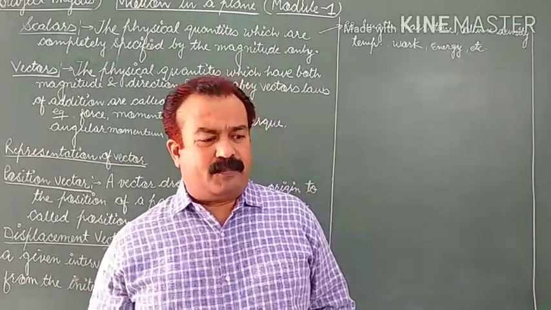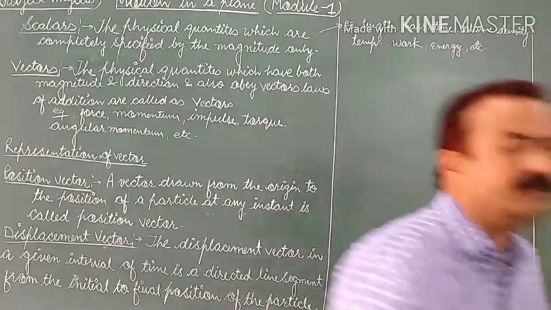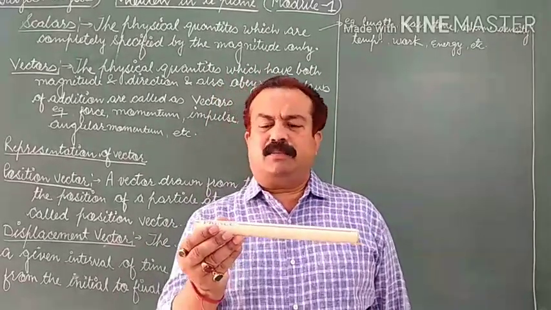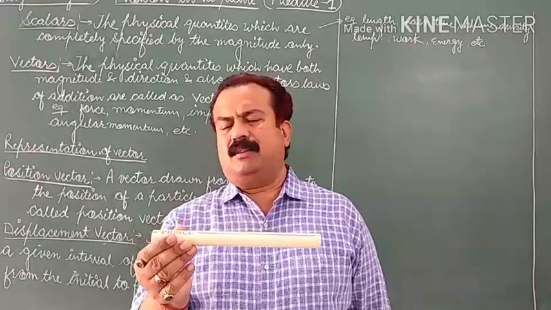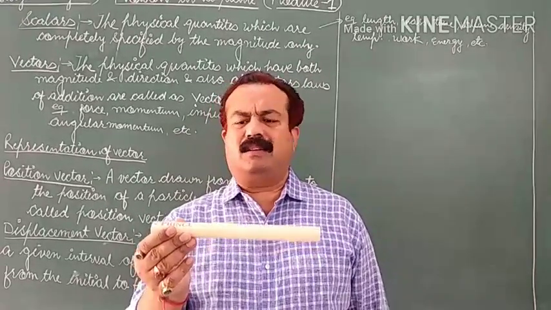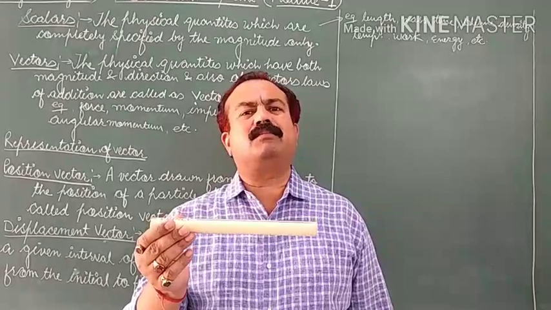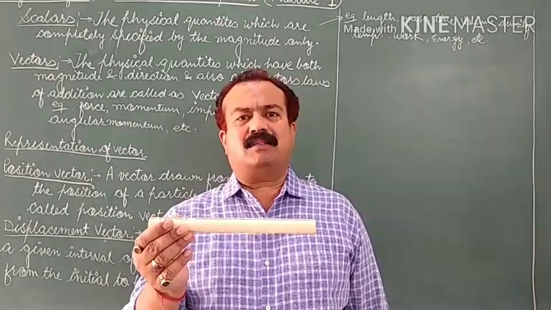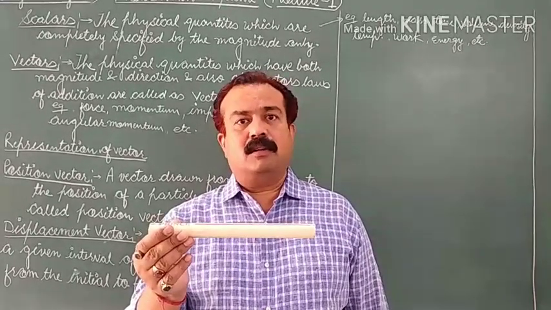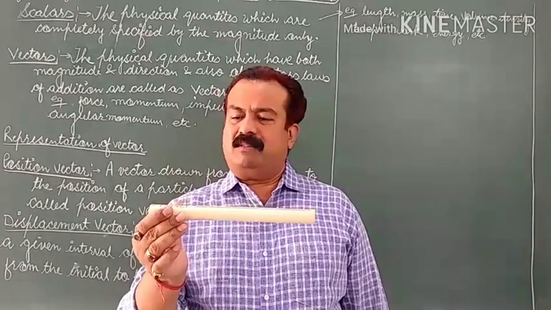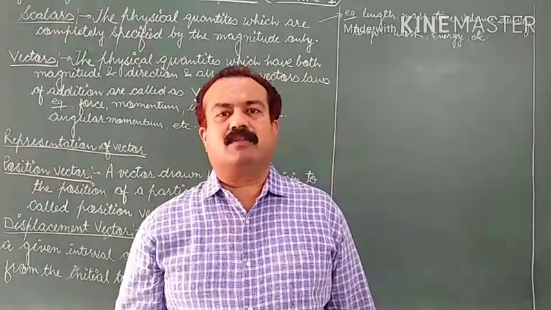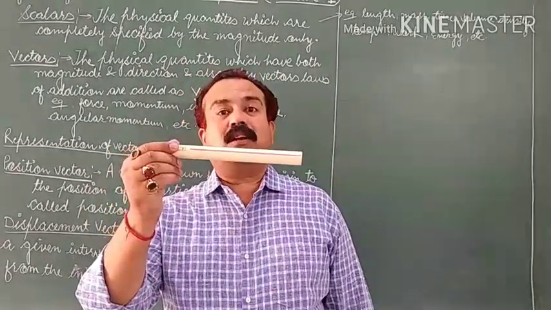Like if I am having this pipe and I am saying the mass of the pipe is, let's say, 50 gram, then you automatically understand the mass of the pipe is 50 gram. You will not ask, sir, what is the direction of the mass? Because mass does not have any direction. It's complete that the mass of the pipe is 50 gram. This is a scalar quantity.